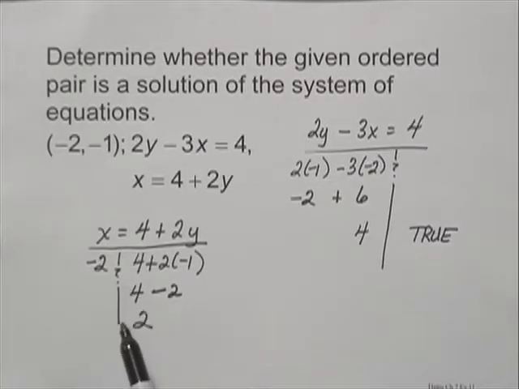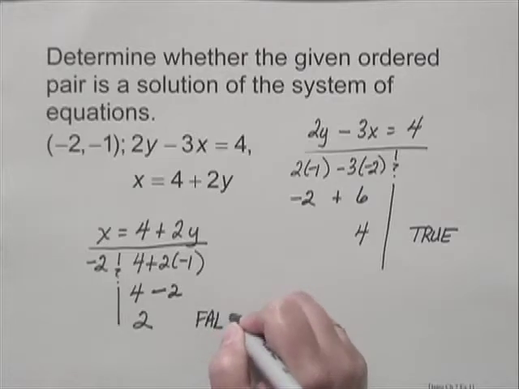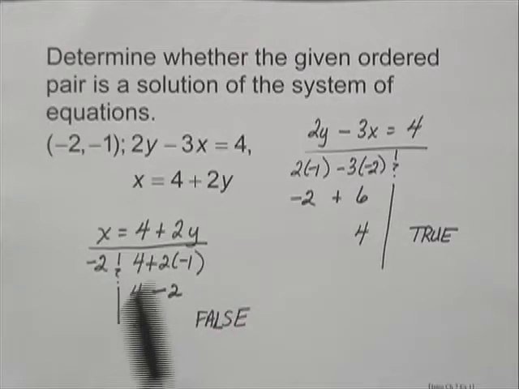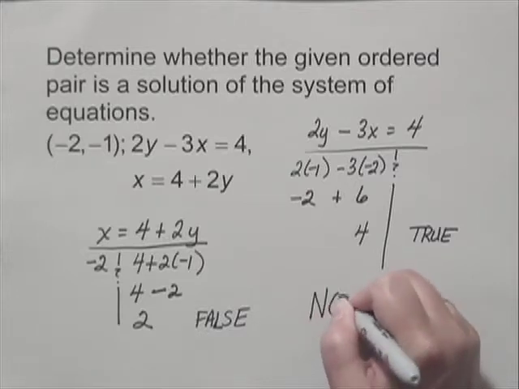We see that -2 does not equal 2, so therefore the statement -2 equals 2 is false. Now, since the ordered pair does not make the second equation true, it is not a solution of the system of equations. So we could just write the answer as no.